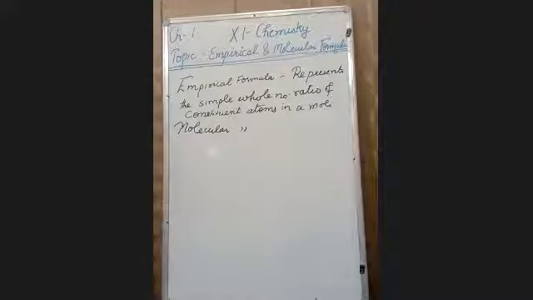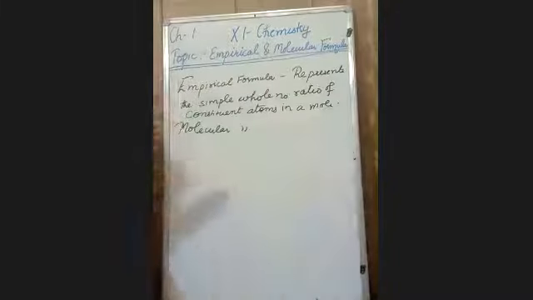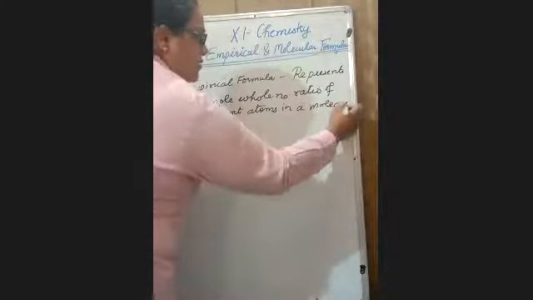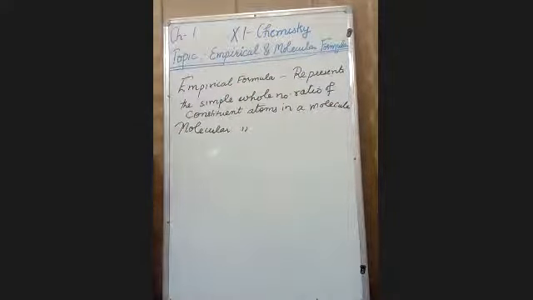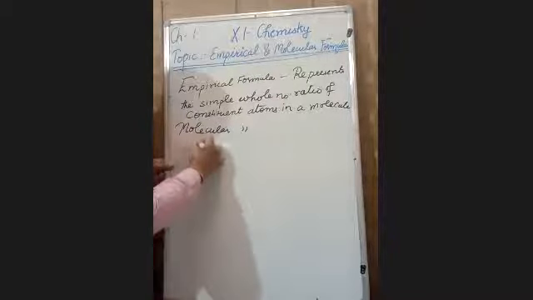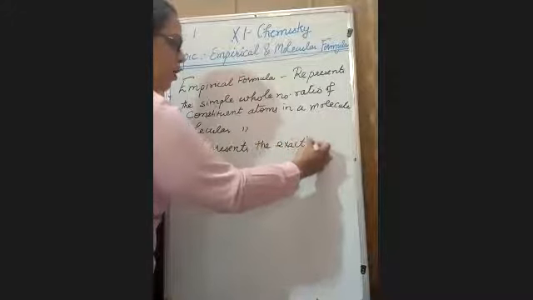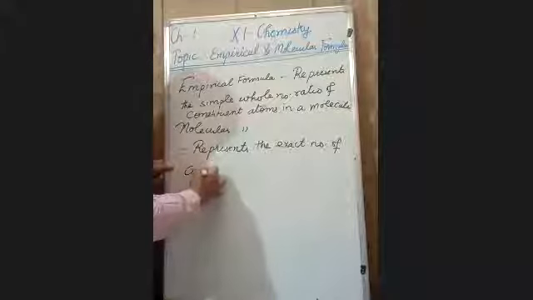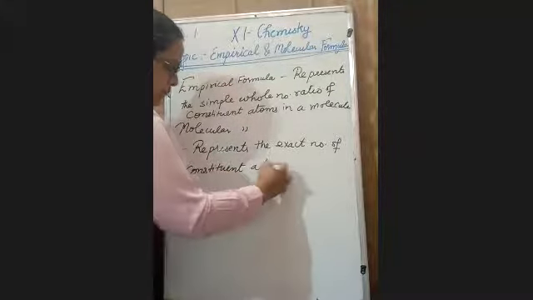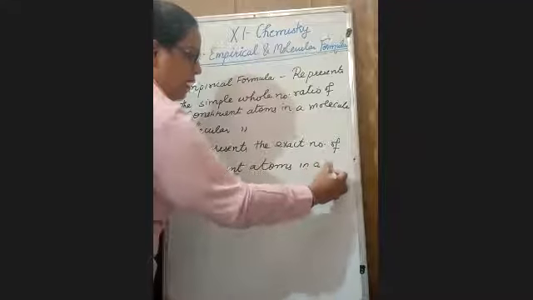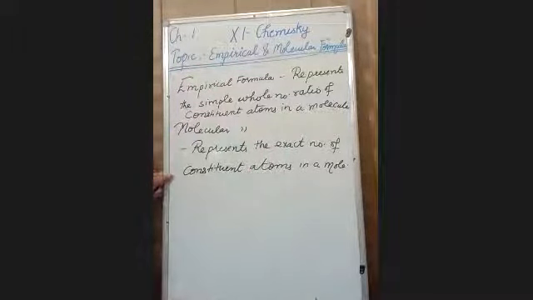Formula. What is empirical formula? Empirical formula is the formula which represents the simple whole number ratio of constituent atoms in a molecule, and molecular formula represents the exact number of constituent atoms in a molecule. You will understand these two terms with the help of an example.